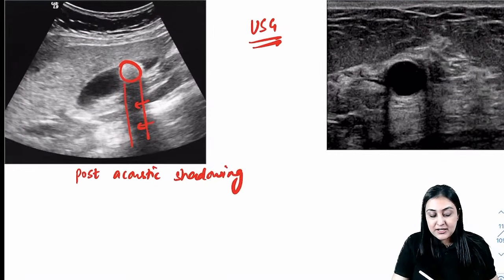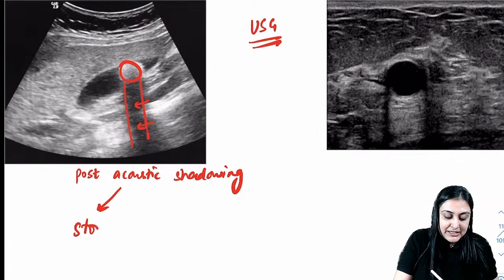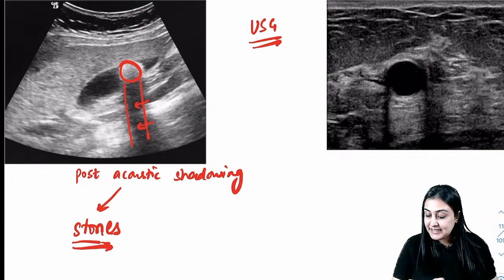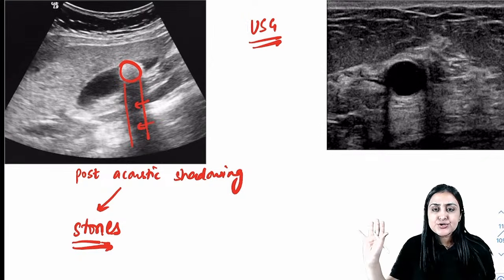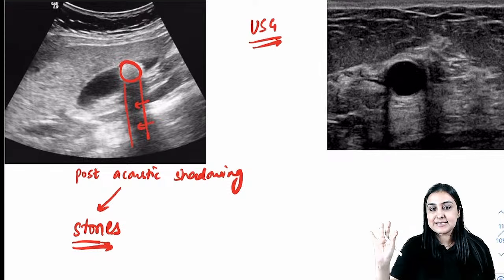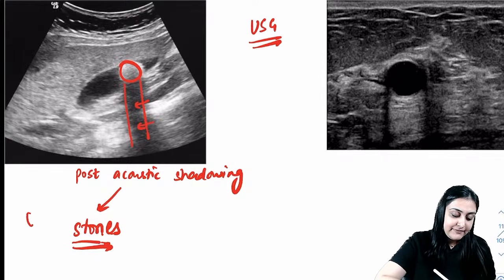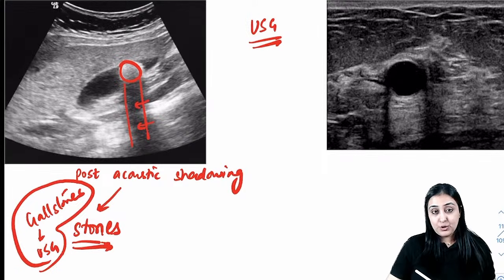What all shows posterior acoustic shadowing? One is going to be stones. Yes, any stone, gallstone, renal stone, any stone will show shadowing, but all of the other stones we have already diagnosed on NCCT. So for gallstones, investigation of choice is going to be what? It's going to be ultrasound, right? It's going to be ultrasound for gallstones.